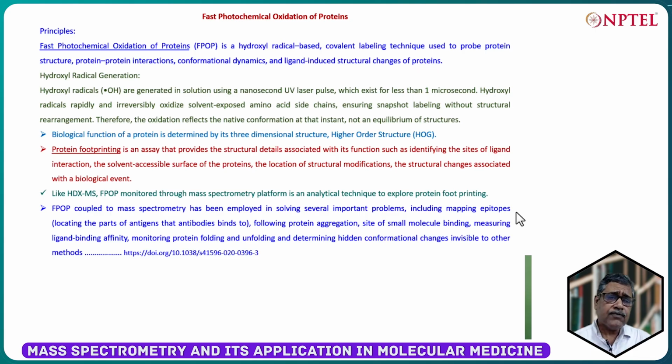So, first and foremost thing is we have to generate hydroxyl radicals. It is a free radical. Any free radical is highly reactive and their lifetime is short also. So, in this FPOP, hydroxyl radicals are generated in solution using a nanosecond UV laser pulse, which exists for less than 1 microsecond.